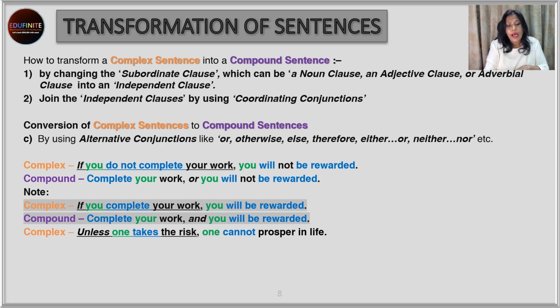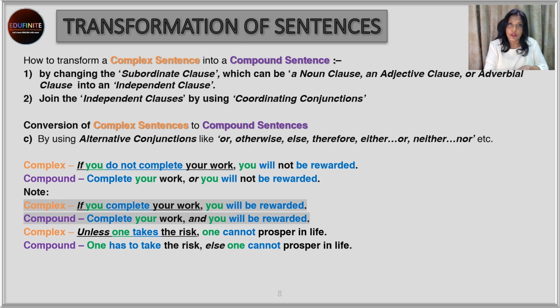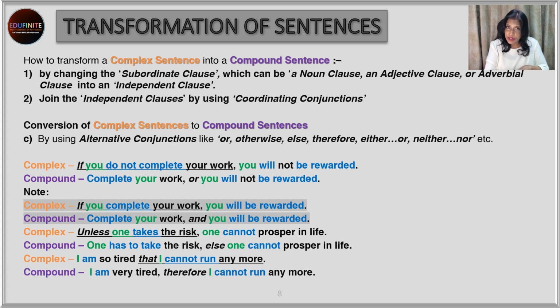Now the next one. Unless one takes the risk, one cannot prosper in life. Now we change this into one has to take the risk, else one cannot prosper in life. So these are contrasting things. So we'll have to have the negative part written in it. So one has to take the risk, else one cannot prosper in life is the compound sentence. I'm so tired that I cannot run anymore. So let's see, how do we change that? I'm very tired, therefore I cannot run anymore.